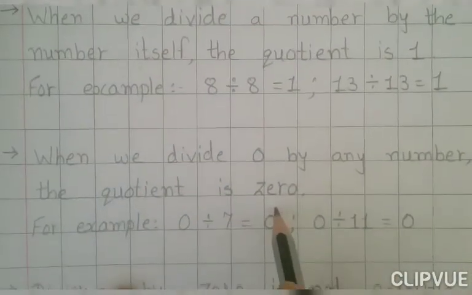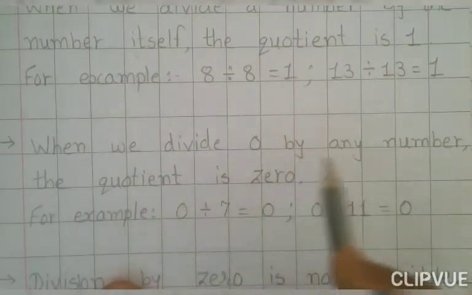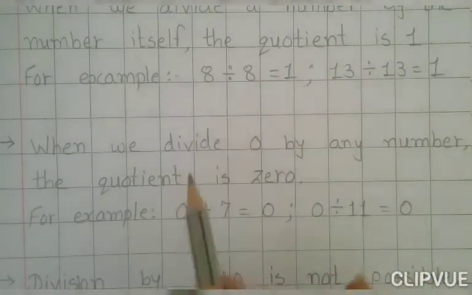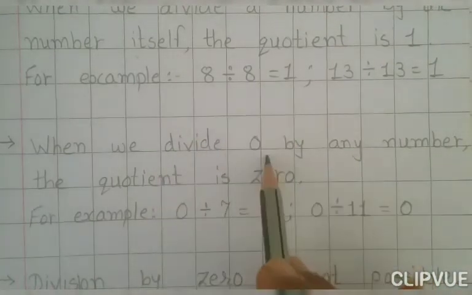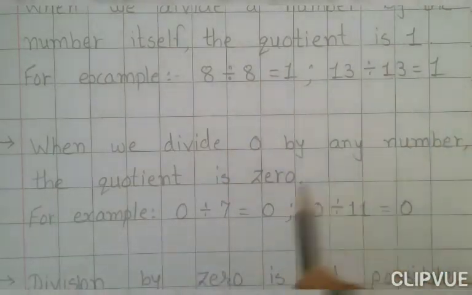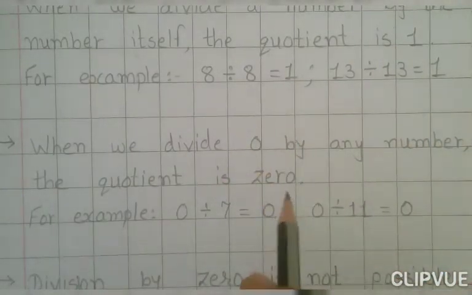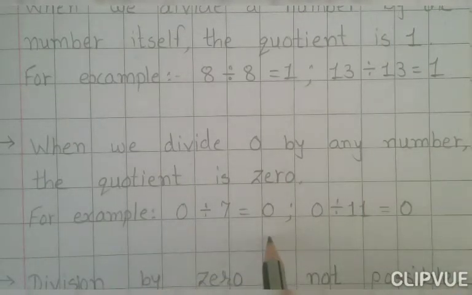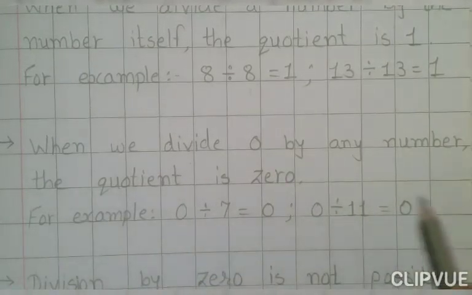The third property here: when we divide 0 by any number, the quotient is 0. मतलब जब हम 0 को किसी नंबर से डिवाइड करते हैं तो क्वोशंट हमें 0 ही मिलता है. मीन्स 0 डिवाइडेड बाय 7 इज इक्वल्स टू 0 एंड 0 डिवाइडेड बाय 11 इज इक्वल्स टू 0.